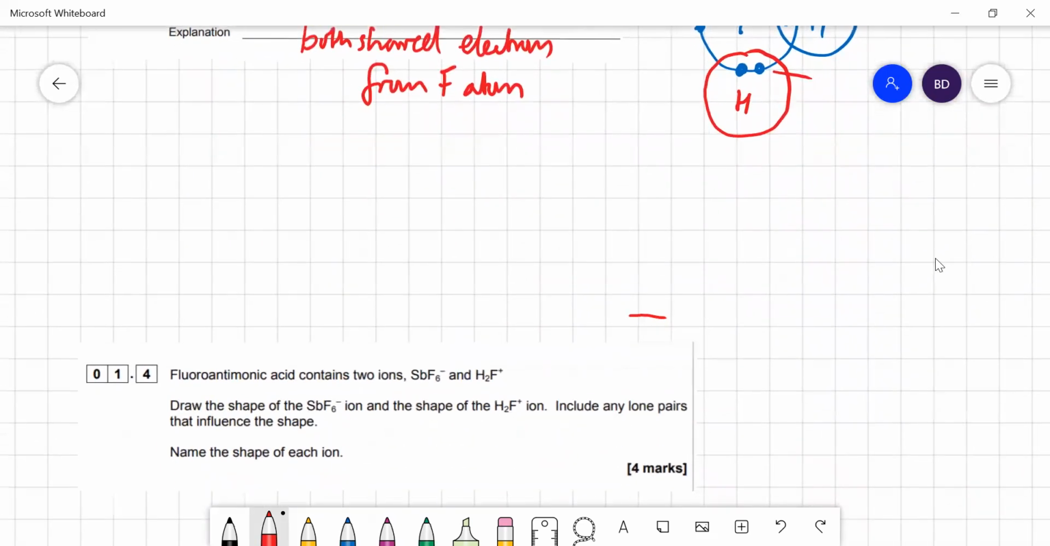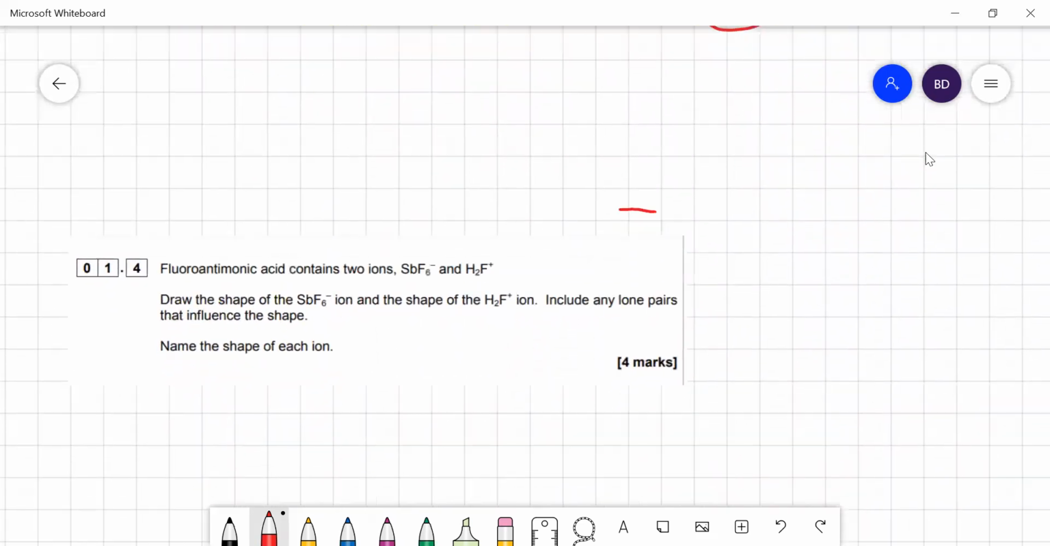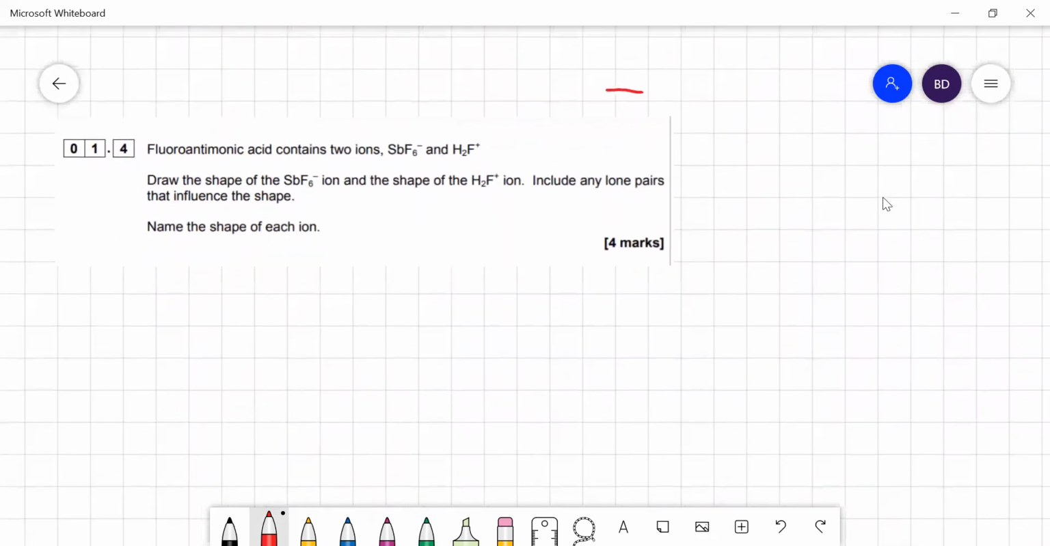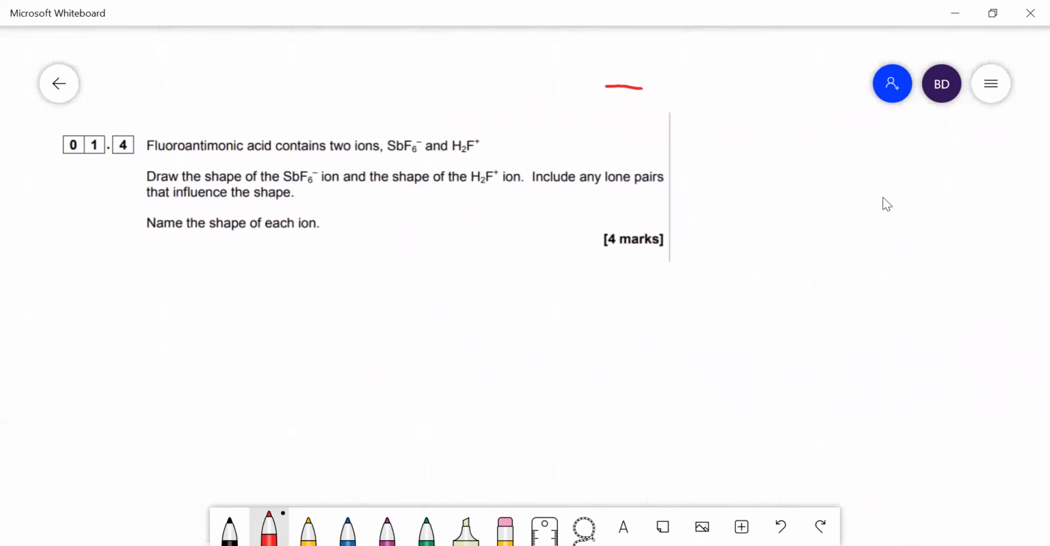Right, fluoroantimonic acid, not something that anyone will be familiar with, contains 2 ions. Draw the shape of the SbF6 ion and the shape of the other ion. Okay, so first of all, you probably need to look at where antimony is in your periodic table, and antimony, Sb, is in group 5, like nitrogen and phosphorus. So it's going to have 5 electrons in its outer shell. So let's just draw a quick dot cross diagram there.